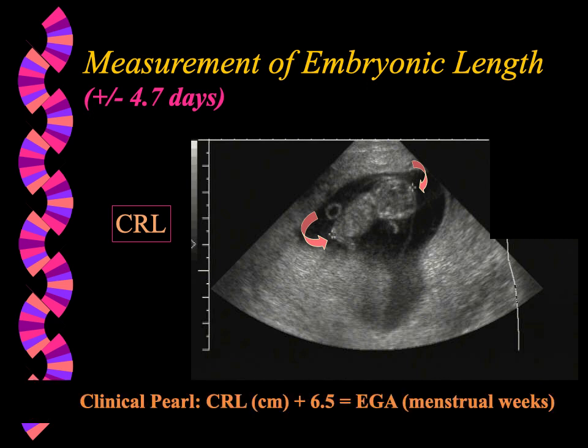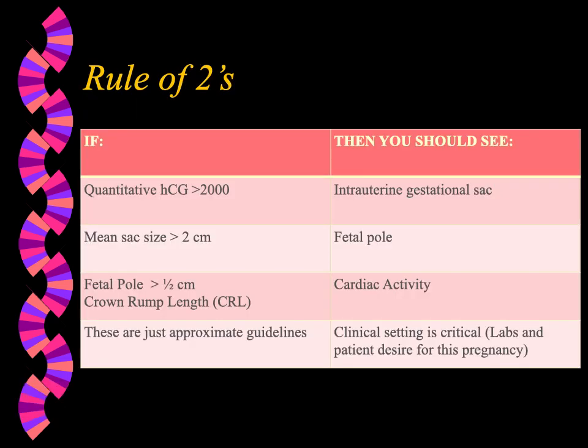And just a clinical pearl, whatever the crown rump length is in centimeters, if you add the factor 6.5, that will give you the estimated gestational age in menstrual weeks. I like that pearl because it's quick and easy. However, most of the machines today have this automatically calculated in it, so you don't necessarily have to memorize that.